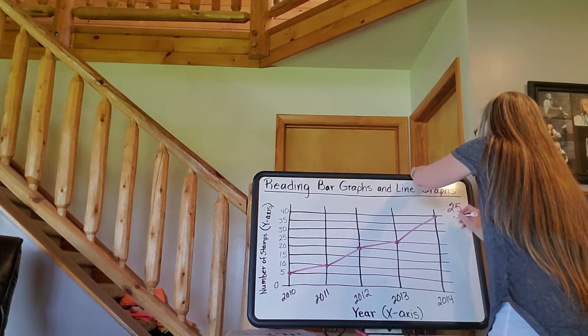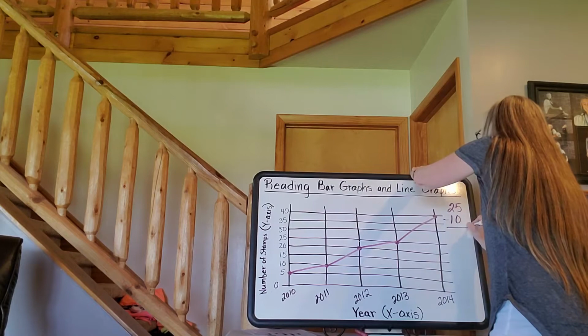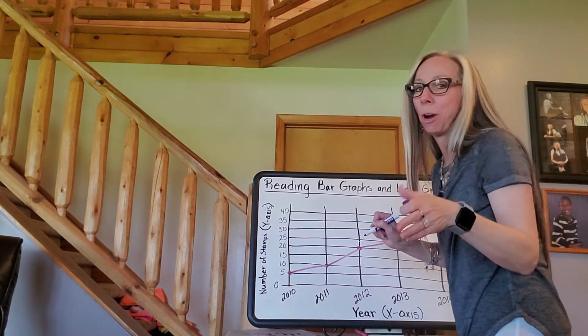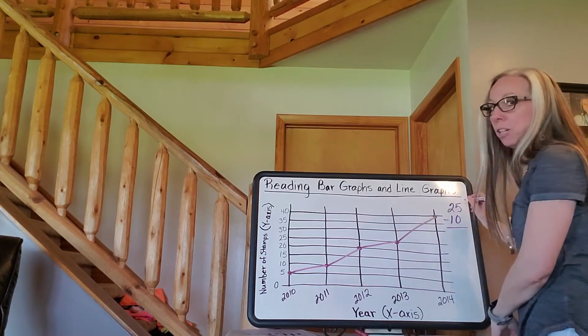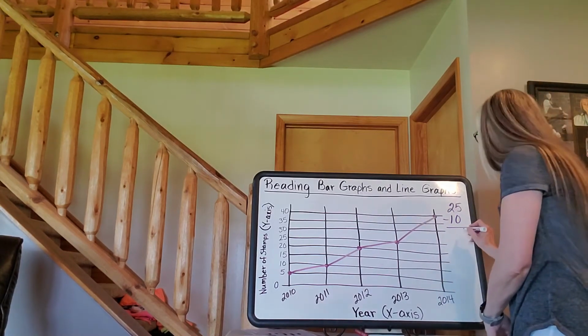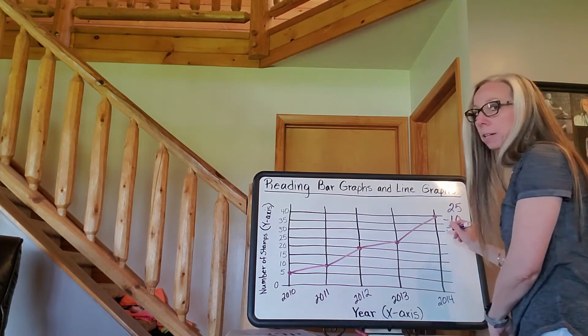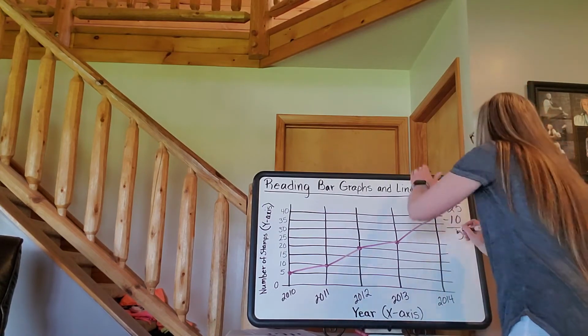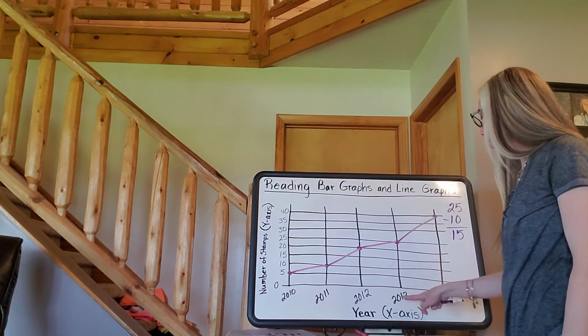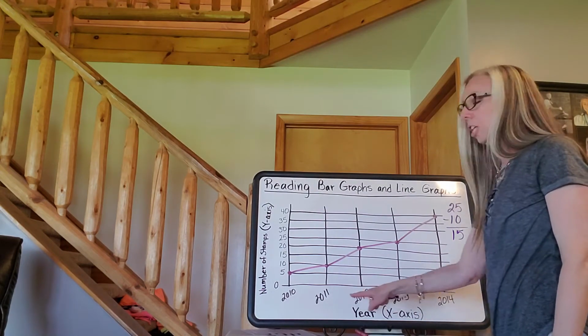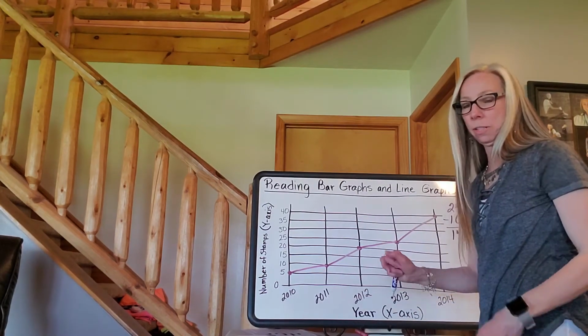So 25, add or subtract, how many more means to subtract, so we're going to subtract 25, take away 10. 5 take away 0 is 5. 2 take away 1, number neighbors, is 1. So Mary had 15 more stamps in her collection in 2013 than she did in 2011.